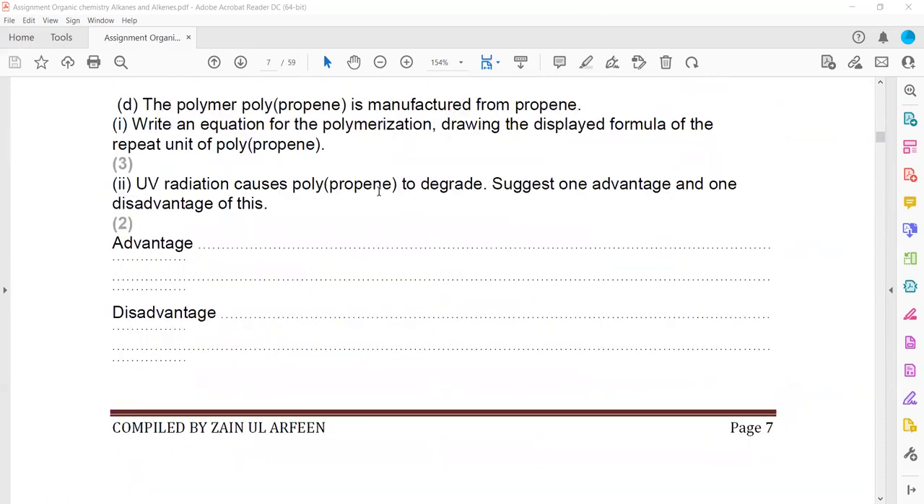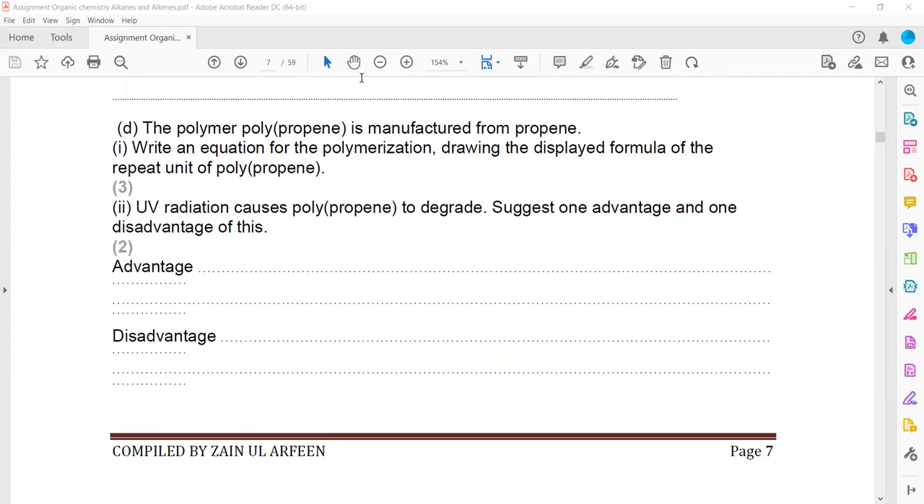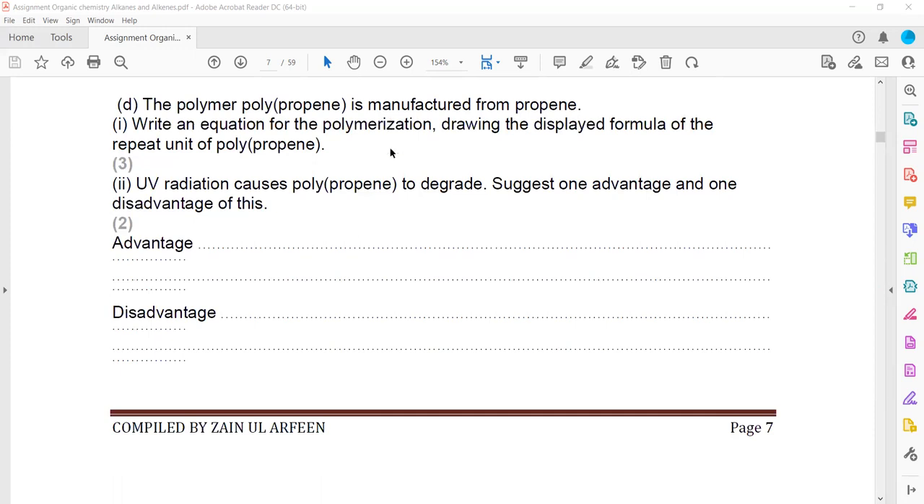The polymer polypropene is manufactured from propene. Write the equation for the polymerization. Draw the displayed formula. There's a small space available here, and you have to draw the structure for polypropene.